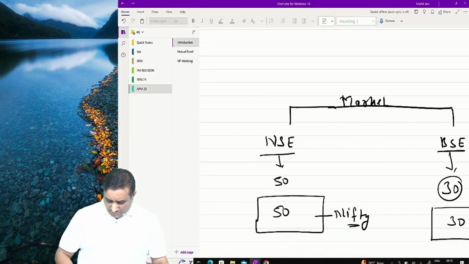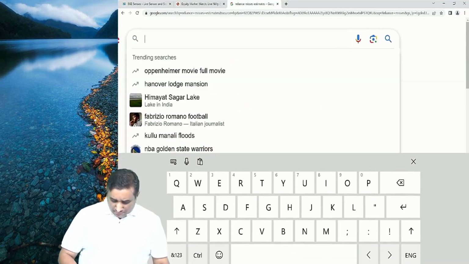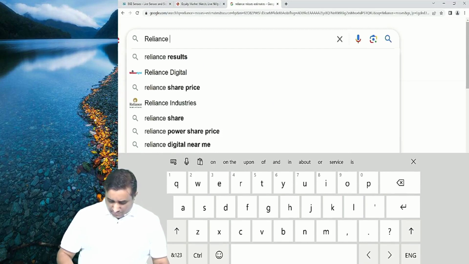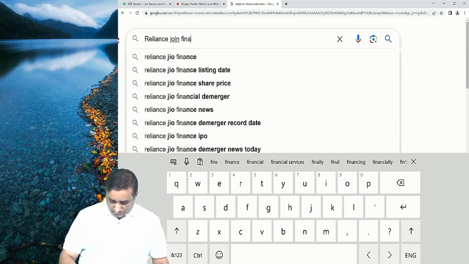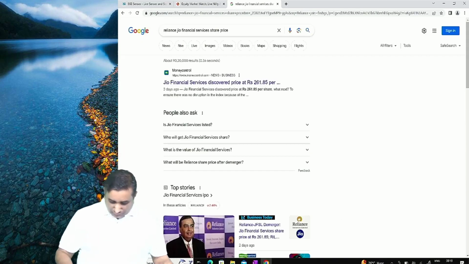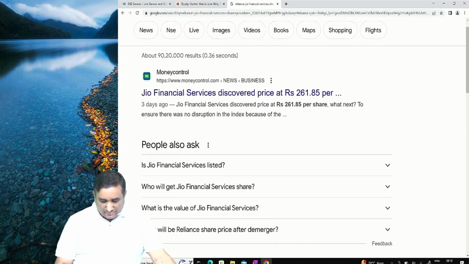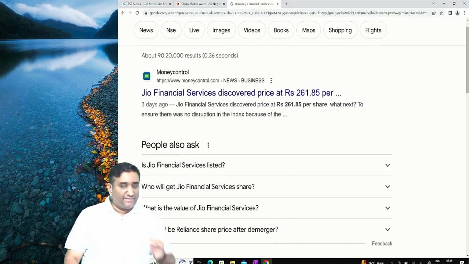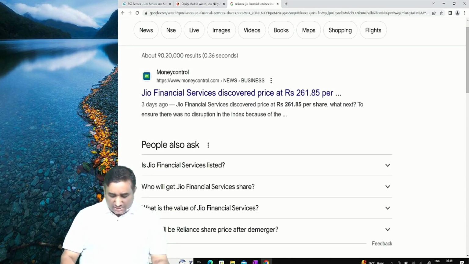Let me see. Jio Financial Services, three days back, was given 261.85. That means anyone who was holding a Reliance share will have the Reliance share as it is, and will be given this share also. Post listing, this will be available for trading. As of now, this is not available for trading.